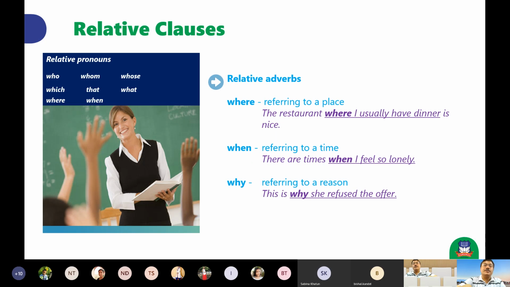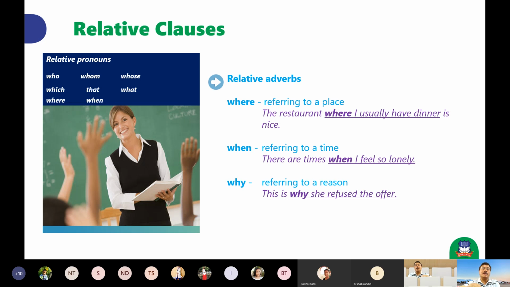Now relative adverbs. We talked about pronouns, and now adverbs. Where is used referring to a place. The restaurant where I usually have dinner is nice. So, adverb: the restaurant where I usually have dinner. Where I usually have dinner, this action. Is nice. So here it refers to a place and it works as an adverb.